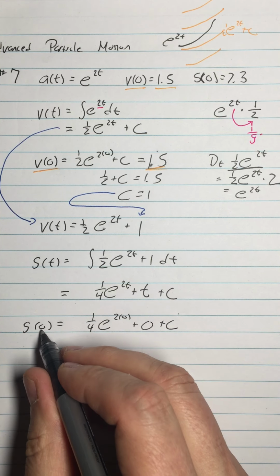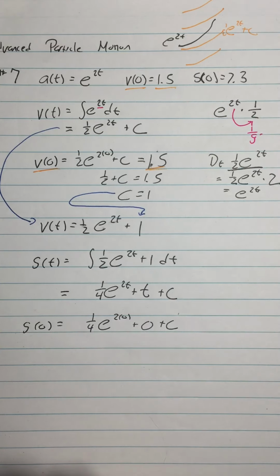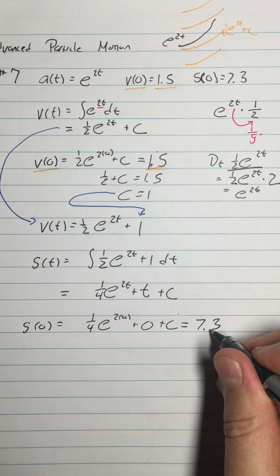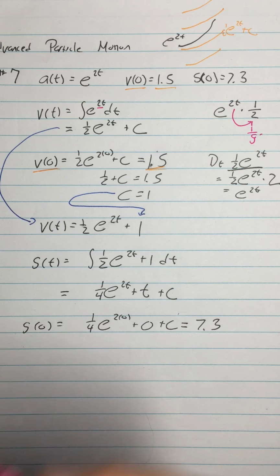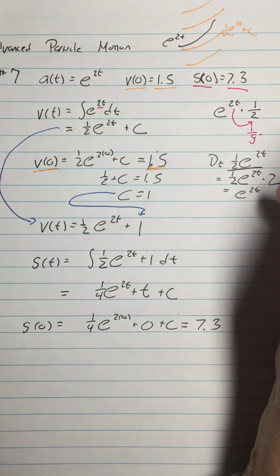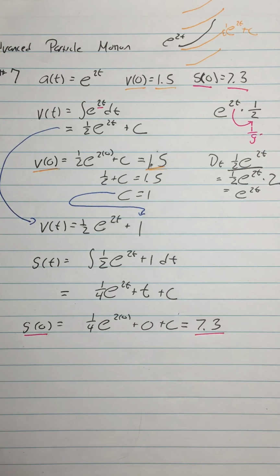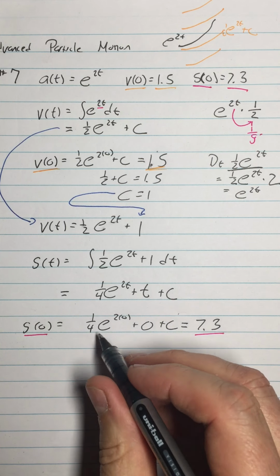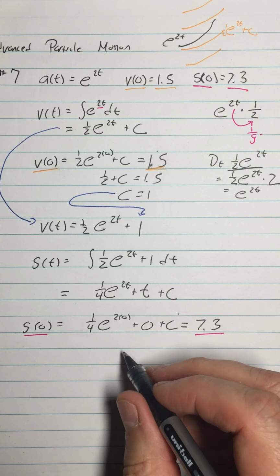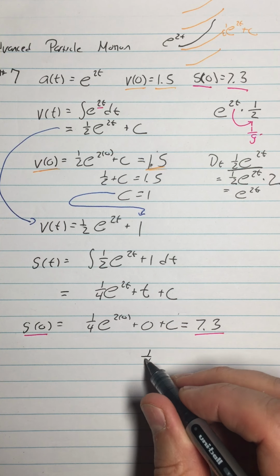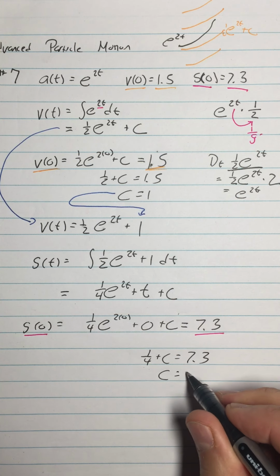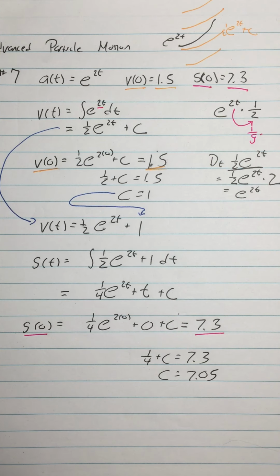This could have been s of 5, and then we put 5s in there. And that equals s of 0, which is 7.3. So we're using s of 0 equals 7.3, putting that here, and then we can use this part to solve for c. 1/4 times e to the 2 times 0 is 1/4. So I have 1/4 plus c equals 7.3. 1/4 is 0.25, so c is 7.05.